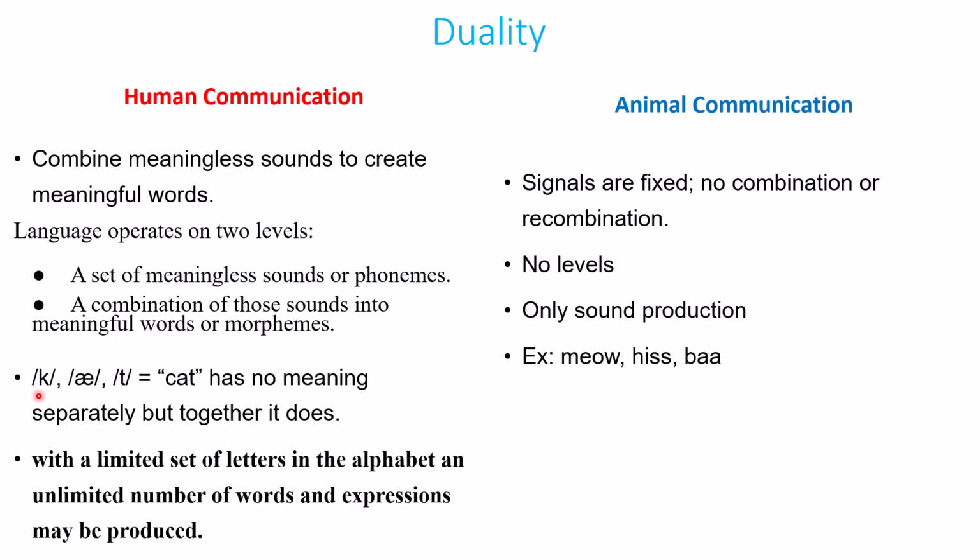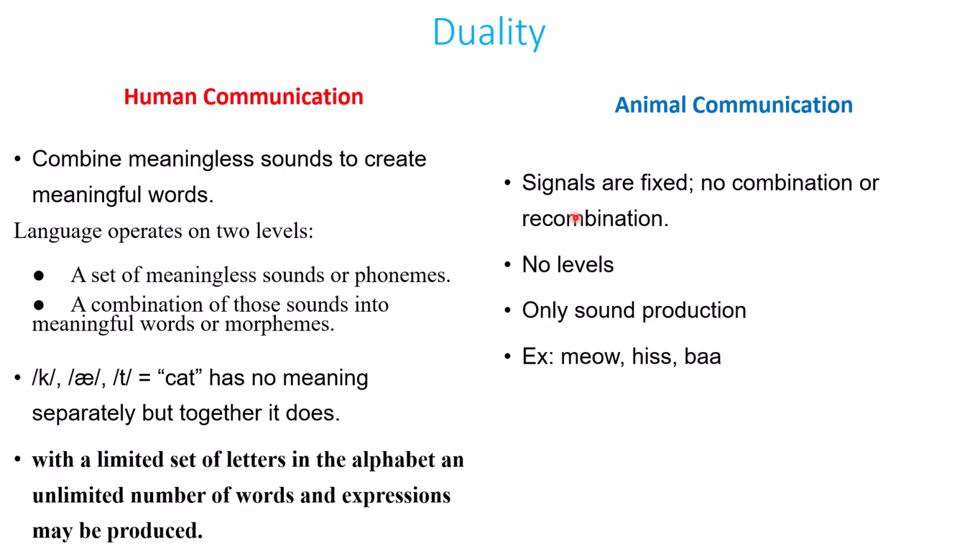These are three meaningless sounds if pronounced in isolation. Together they have a meaning. It's a word, cat. It has no meaning separately, but together it does. So with a limited set of letters in the alphabet, an unlimited number of words and expressions may be produced. This is the duality of human communication. So what is duality? Language works on two levels, two layers.